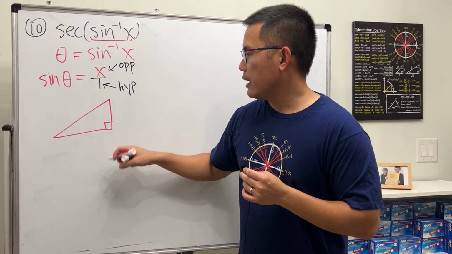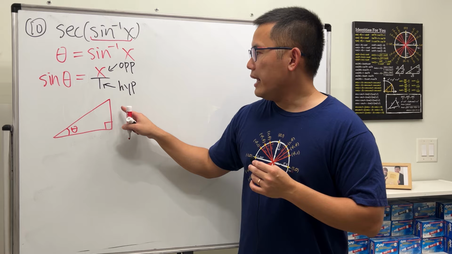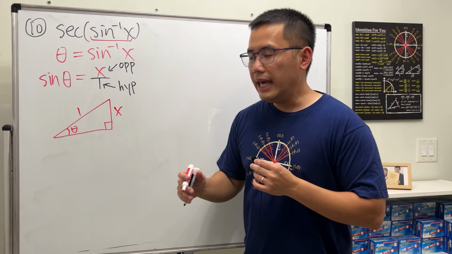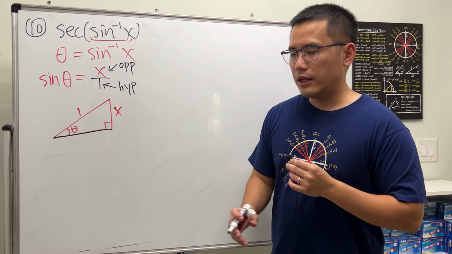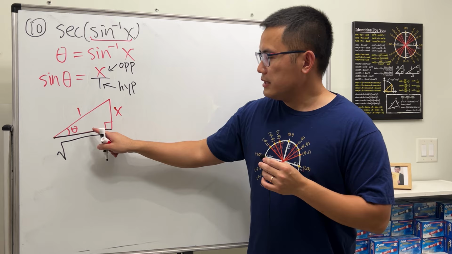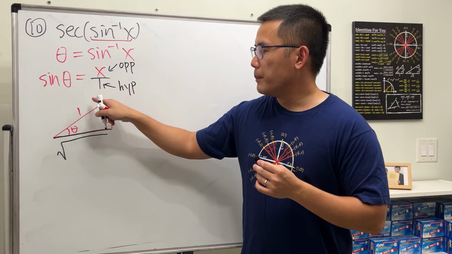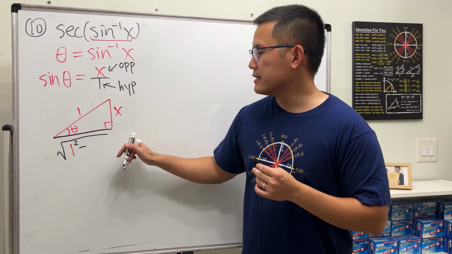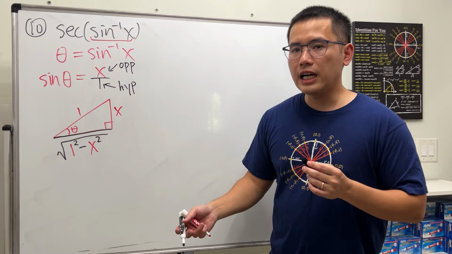And then let's put the angle theta here. So based on our labeling, x is the opposite side, which is right here, and the hypotenuse is 1, right here. And we just have to figure out the adjacent side. To do so, I'll show you guys the fast way. You open a square root first. This is just one side, not the hypotenuse. It's shorter than the hypotenuse, right? What you do is put down the hypotenuse first, which is 1, square that, minus the other side squared. And you are done.